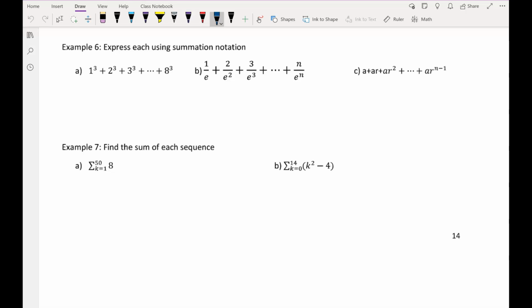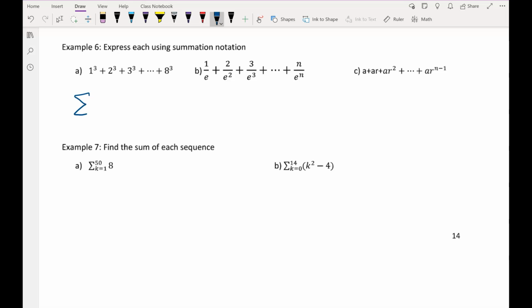Example 6, here we go. Express each using summation notation, okay? So now I'm giving you a bunch of different numbers here, and your job is to go back and use your summation notation and put it together.